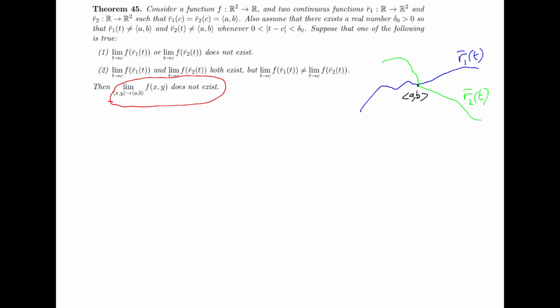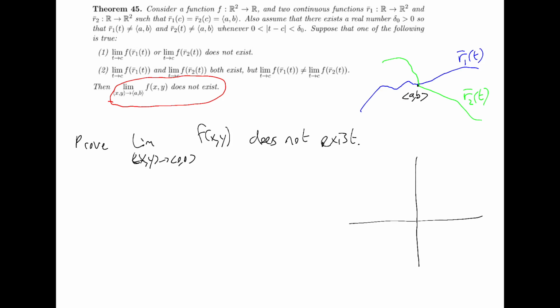So let us consider the case where we want to prove that the limit for (x,y) going to, let's say, the origin of f(x,y) does not exist. Let's say we are asked to prove this. Let's make a picture of this case. Now our point (a,b) is the origin. Note that no paths are given, so we should think of paths ourselves. So the question is, which path should we choose?